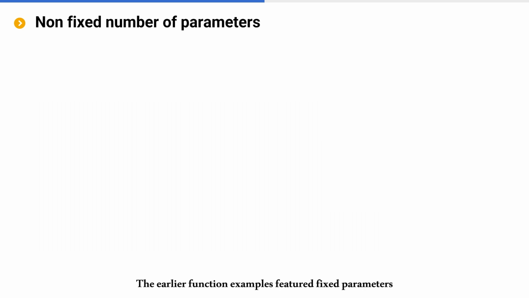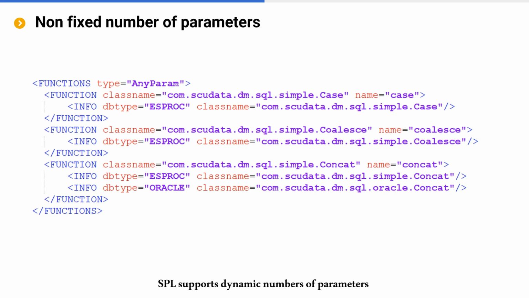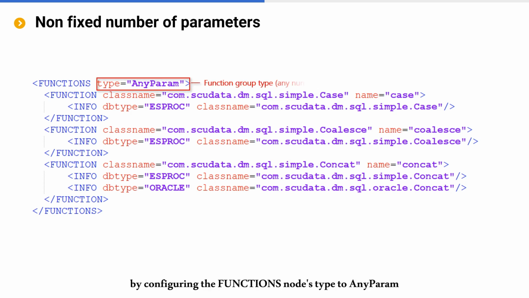The earlier function examples featured fixed parameters, but there are scenarios where the number of parameters isn't predetermined, such as in string concatenation, case when statements, and retrieving the first non-null value from multiple parameters. SPL supports dynamic numbers of parameters by configuring the function node's type to anyparam, allowing for any number of parameters.